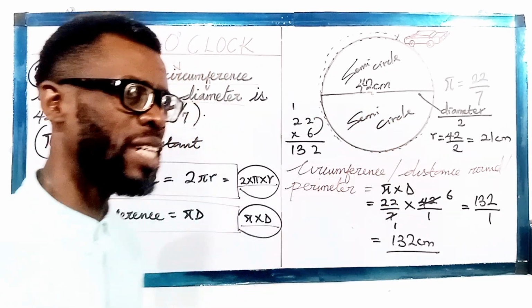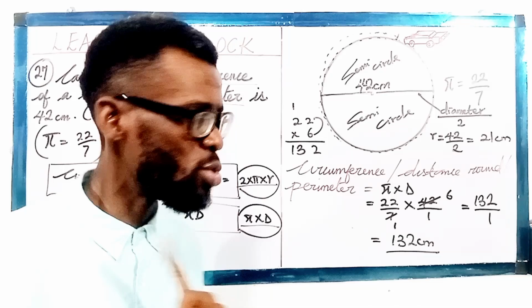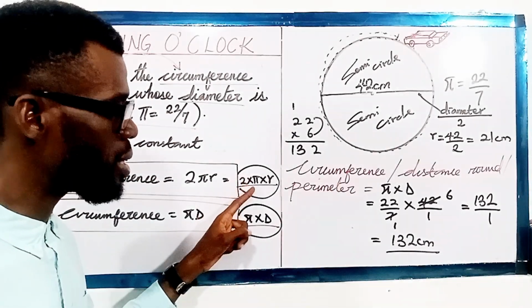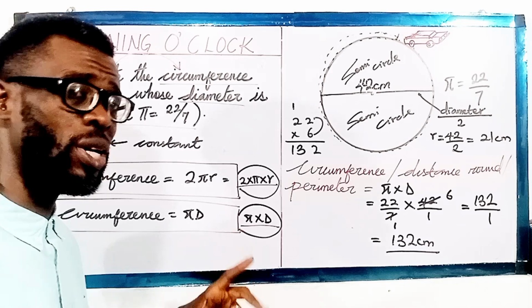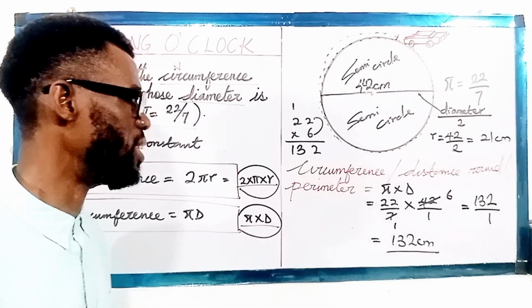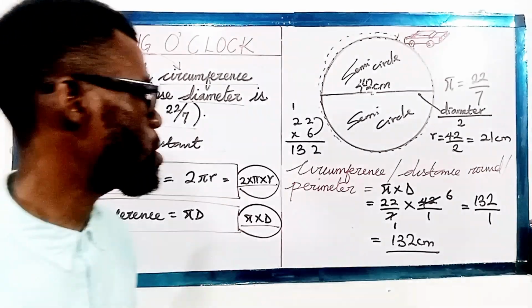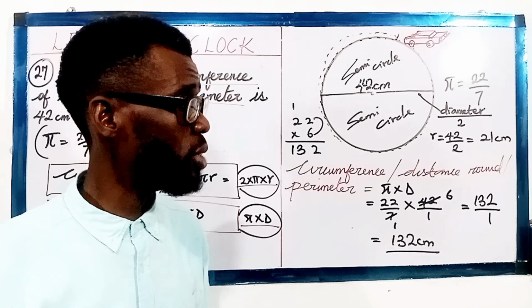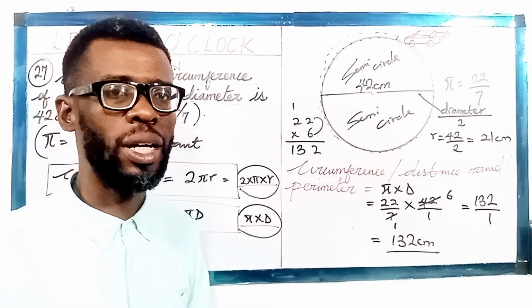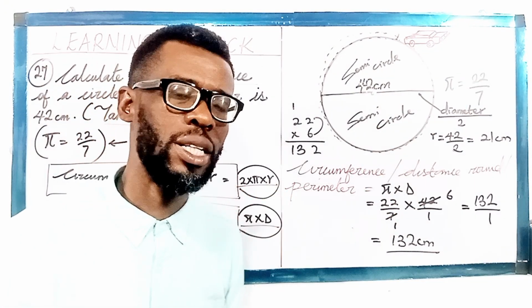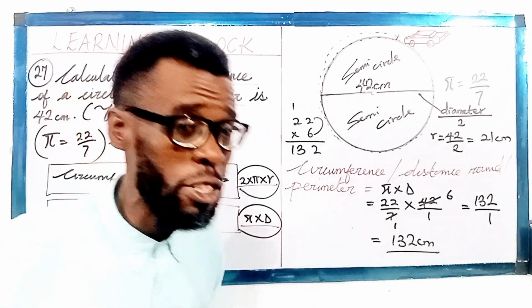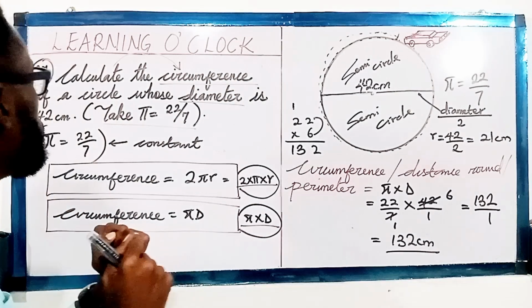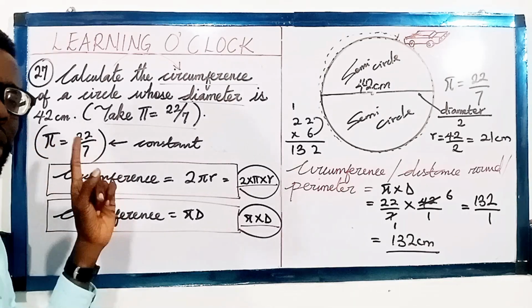Now the next thing I want you to try: try this formula and drop your answer in the comment section. Try this one: 2 times pi times radius. Identify the radius, apply it, solve it, and drop your answer in the comment section.